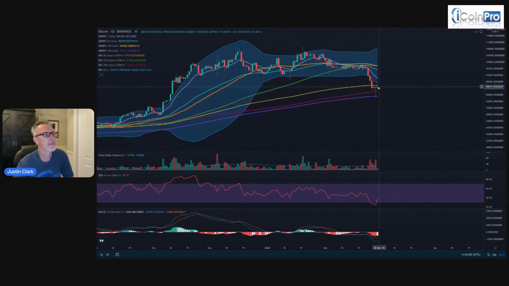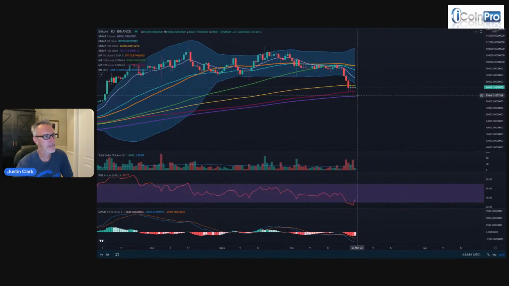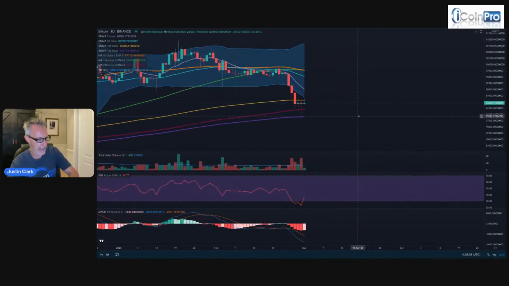We did get some really good buying here, which brought us back above what's called the MA moving average 200. And so we're trading above that, but we tried to get quickly back above the smooth moving average 100. And as you can see, it's acting as resistance.